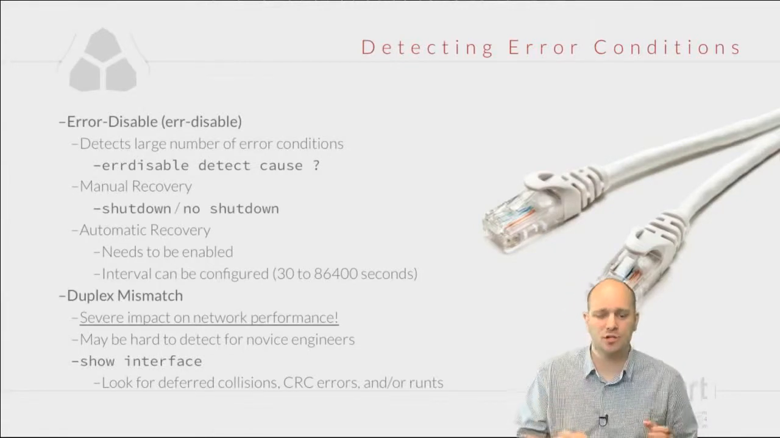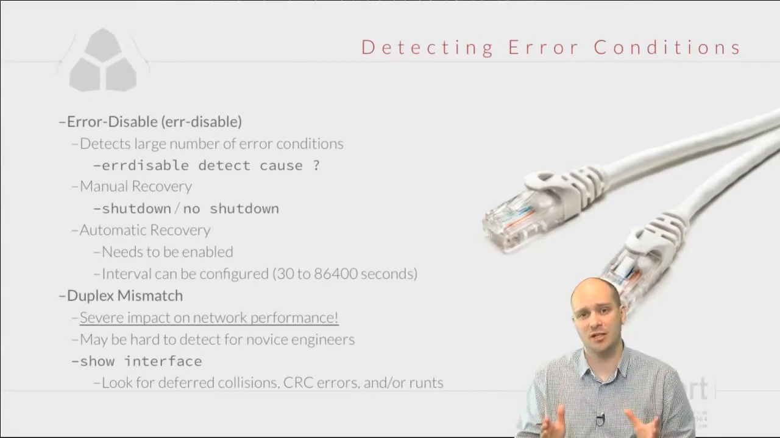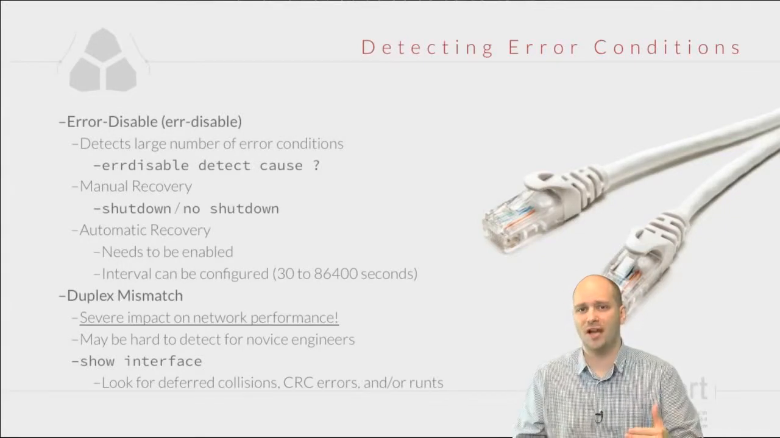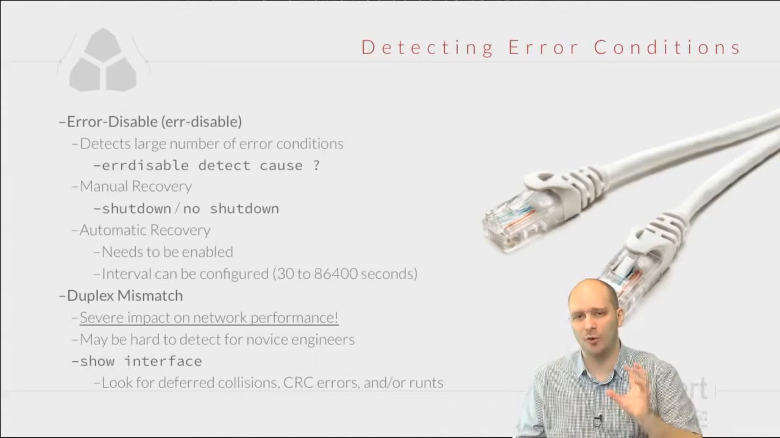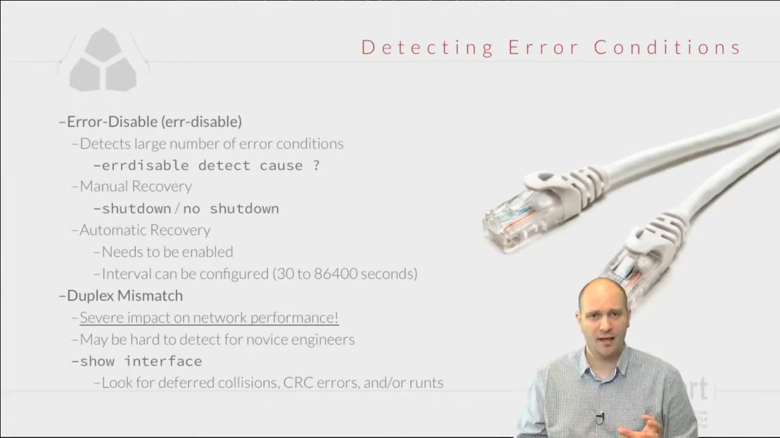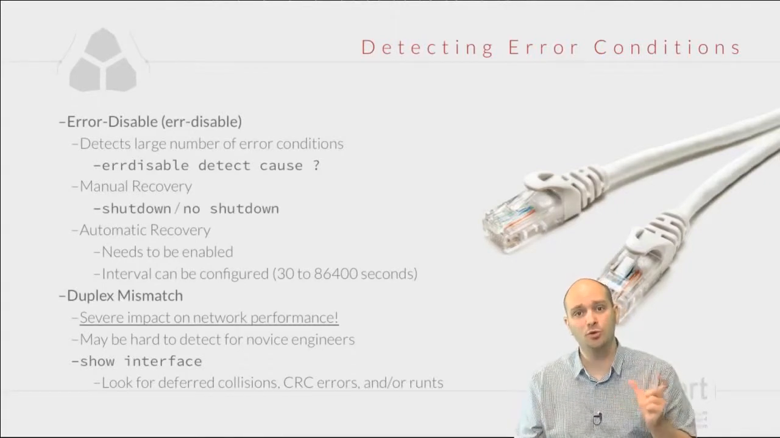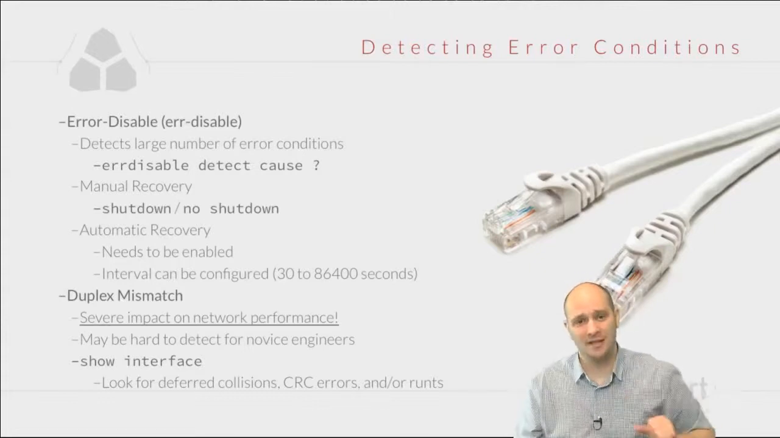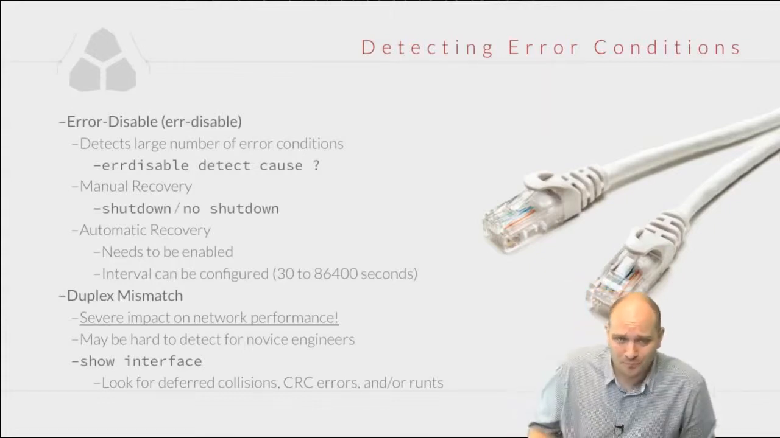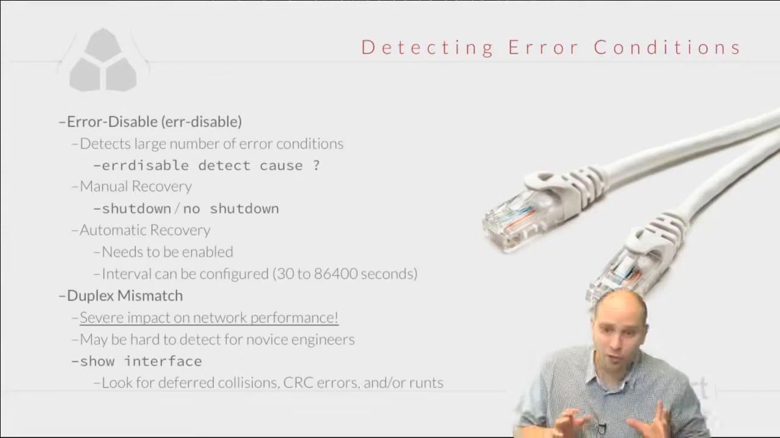And this is a situation that may be rather difficult to figure out for novice engineers. In some newer versions of the IOS, routers will tell you if they notice that you may have problems with duplex mismatch, but they're not necessarily going to tell you that. Also, CDP can be your friend in this situation, because when you have two switches connected, CDP is going to tell you that you have a duplex mismatch.